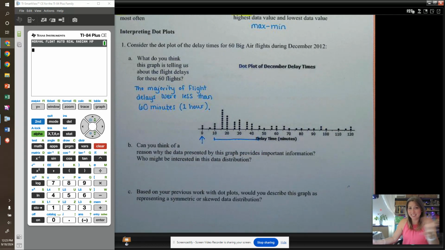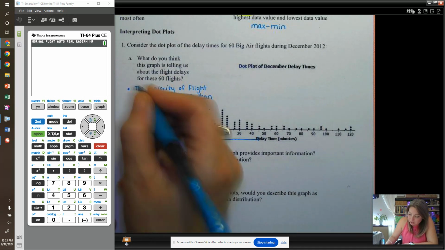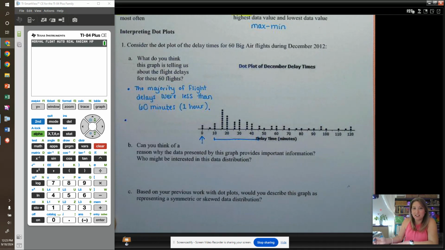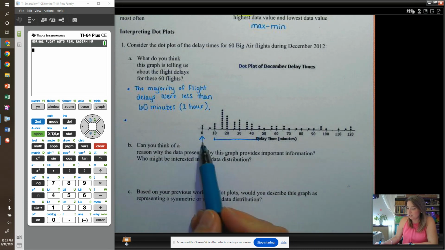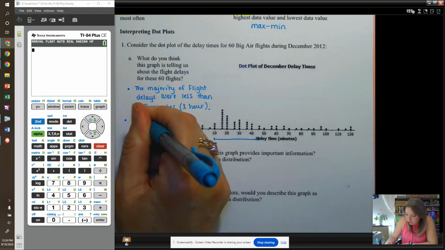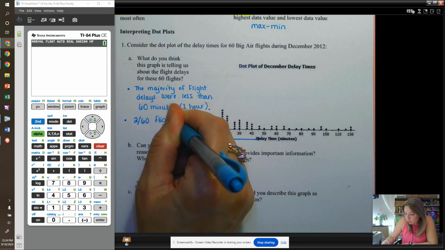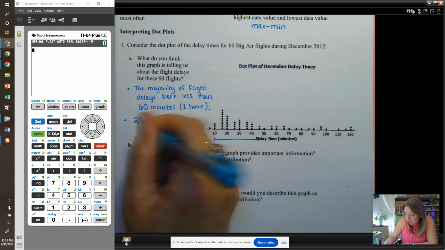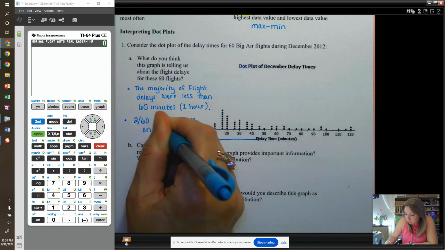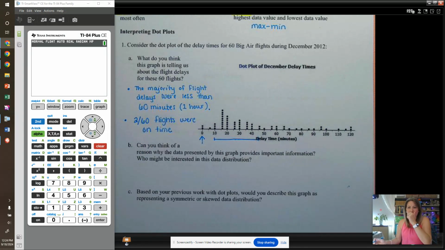No delays. So the two big takeaways that I kind of had here is, well, okay, the majority of the delays are less than an hour, but almost none of these flights were on time. 2 out of 60 flights were on time. And that might be an important point to make, don't we think?